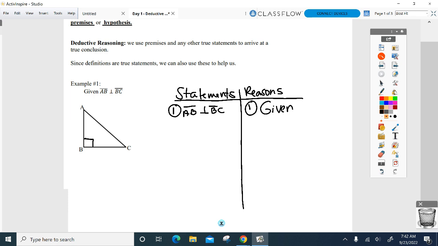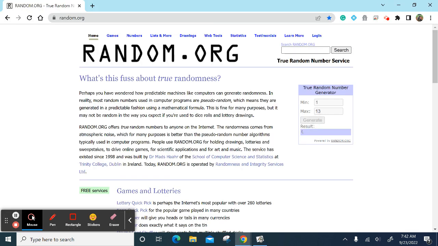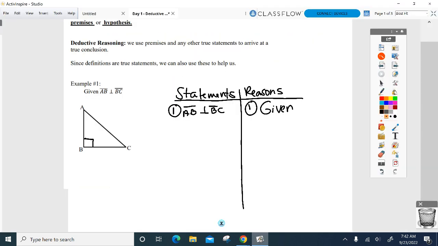If that's true, what else is true? What did we just mark on the diagram? That's 90 degrees. What's 90 degrees? Name it. What angle was 90 degrees? Name the angle. Angle B. I'm going to go ABC because I like it with 3 letters. So statement 2 is going to be, hey, angle ABC is a right angle.